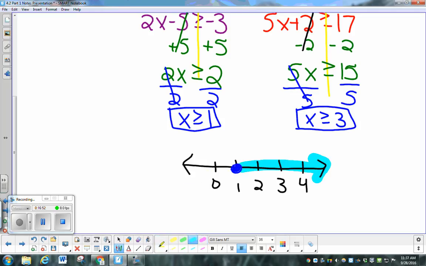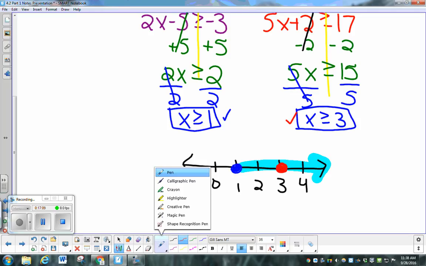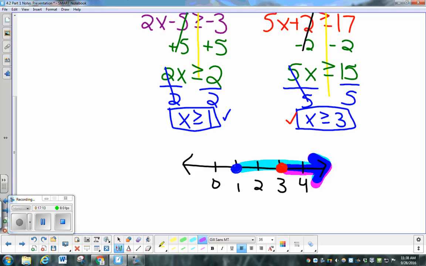So I just graphed my first one there. X is greater than or equal to 1. Now I'm going to graph my second one. I'll do this one in red. X is greater than or equal to 3. So closed circle on 3. X has to be greater than or equal to 3, so I'm going to highlight my greater than side. Now you can see mine changed colors here. The part overlapped in both is only on one side of those.